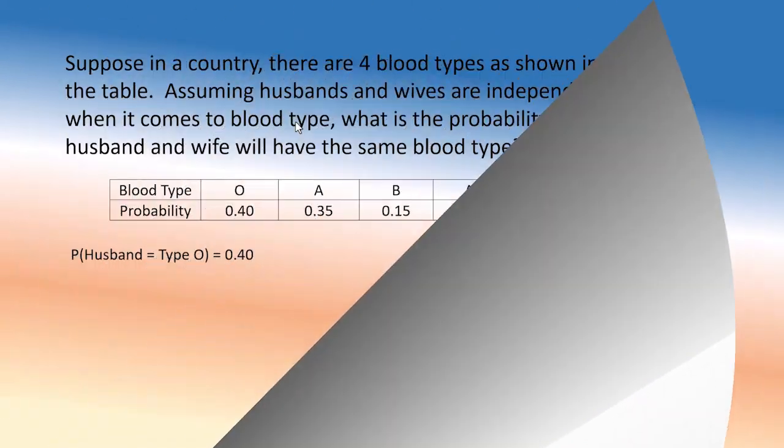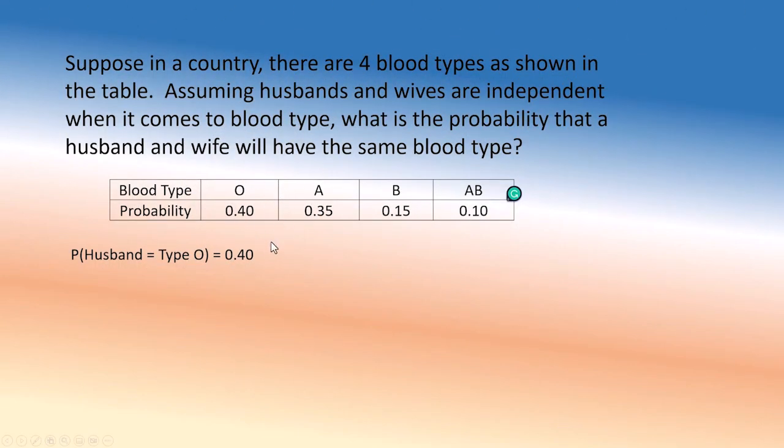So let's start. For O, 40% husband and 40% wife. Now remember, we are saying independence. Independence basically means that we can multiply the probabilities. Now think about tossing a coin. Let's say we toss 2 coins. What's the probability we will get both heads? Well, that's 0.5 times 0.5 straight away. How about 2 tails? 0.5 times 0.5.